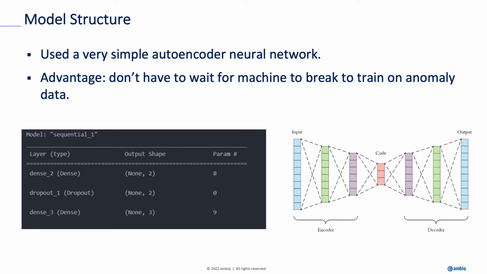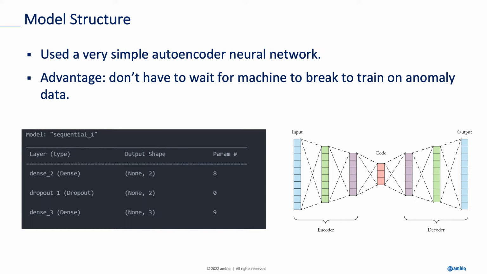And one advantage of the autoencoder structure is that, due to its nature, I only train the model with normal samples rather than both normal and anomaly samples, because I want my output to be as close to the input as possible. If I were to train it with anomaly data as well, it would make the model more inaccurate rather than more accurate. So the advantage of choosing an autoencoder style of model is that we don't have to wait for the machine to break, which is pretty rare.